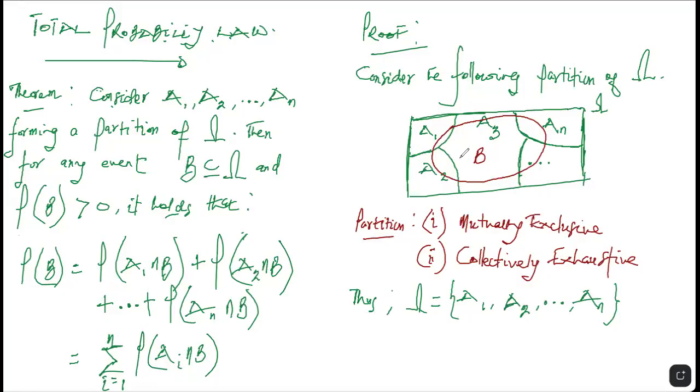In other words, clearly, A1 shares no area with A2. A1 doesn't share any area with A3. A2 doesn't share any area with AN, and so on and so forth. So they are mutually exclusive. And at the same time, if I take A1 union A2, union A3, union A4, union A5, all the way to union AN, what do I get? I get the whole sample space back. All right.